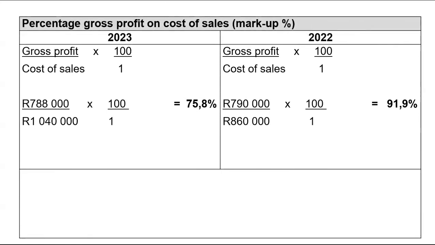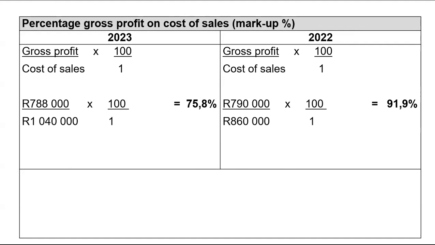Gross profit on cost of sales. Okay. And I already gave you solutions for this one. Where we have gross profit on cost of sales, it will simply be gross profit divided by cost of sales. For 2023, our gross profit was 788,000, and for 2022, our gross profit was 790.